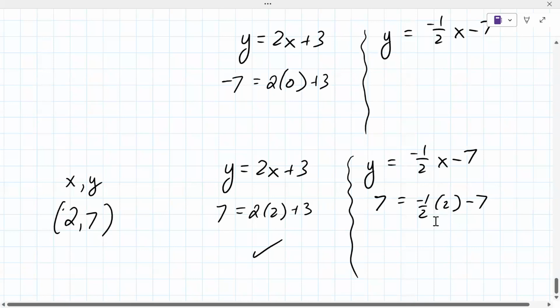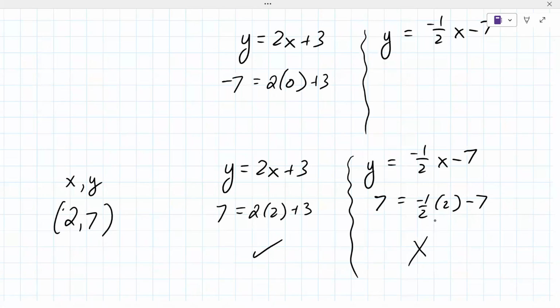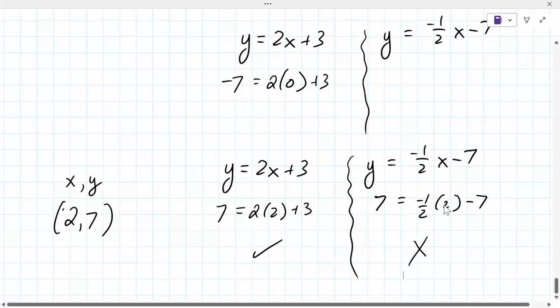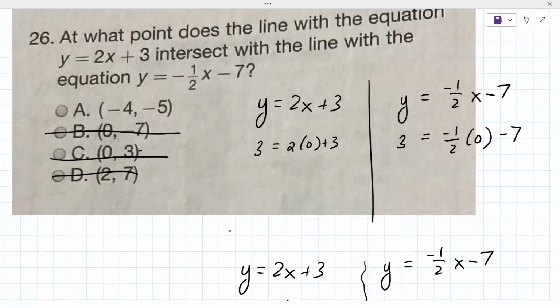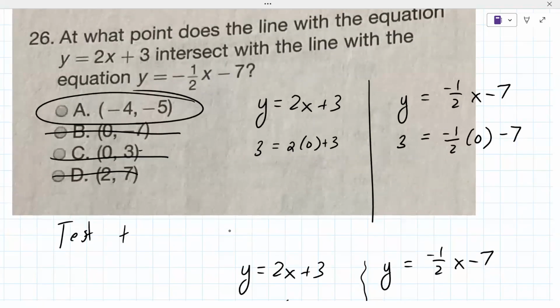No, it is not. Well, half of 2 is 1, -1, and -1 minus 7 is -8. Negative, not positive, so that's wrong. Which means that it must be A. I'm trying to show you that you can test the answers, or try the answers, as a strategy, and you could use it. Absolutely. All right, so we're going to stop here for today.